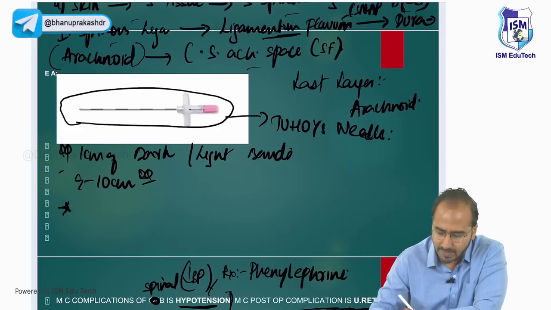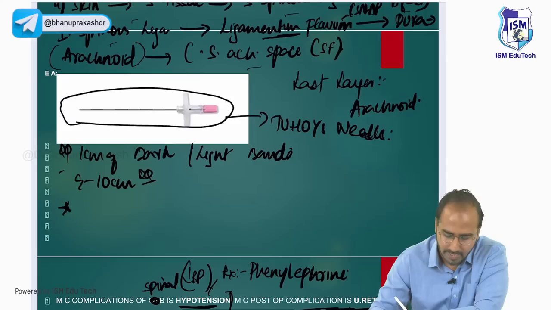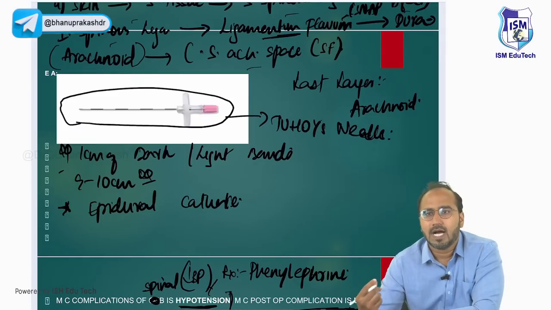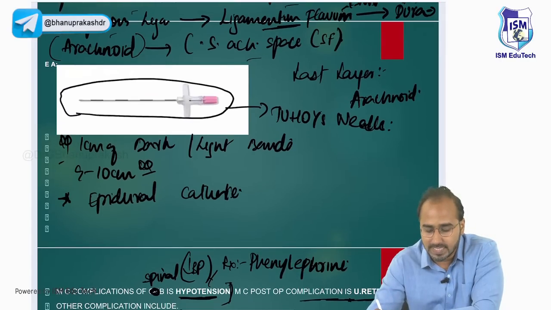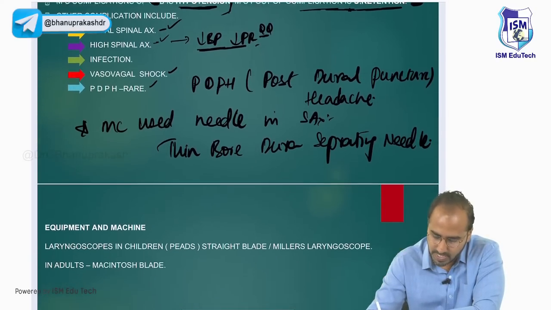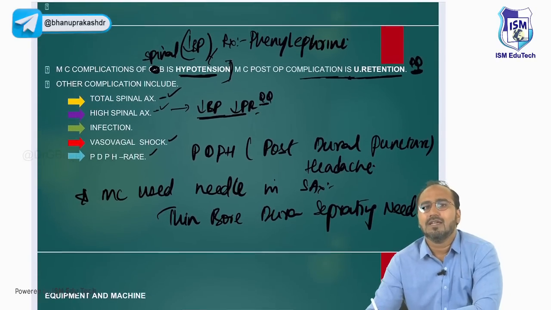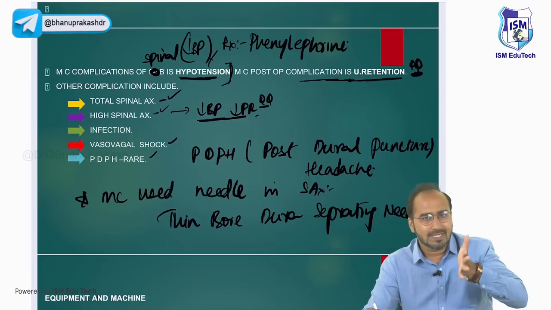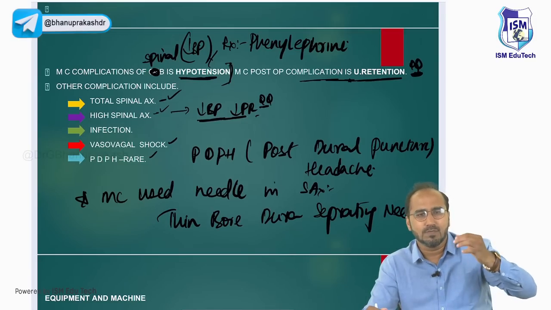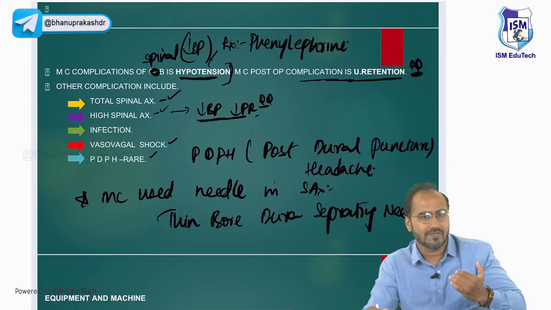Through this needle, you put an epidural catheter. So remember, this is Tuohy's needle, a thick bore needle used for epidural anesthesia. In central neuraxial blockade, spinal is there, epidural is there. In spinal anesthesia, the most commonly chosen space is the L4-L5 space. How will you identify it? By Tuffier's line.